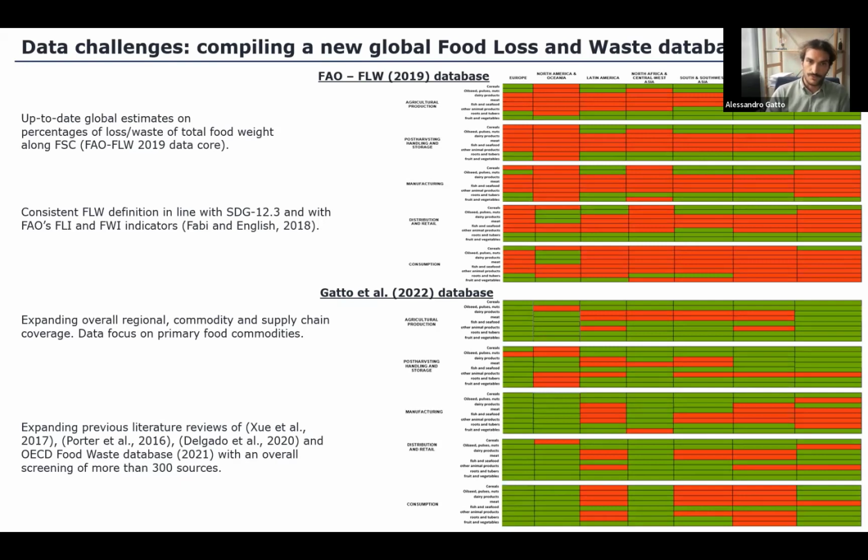We perform a literature review over the data gaps of the FAO database, expanding, as you see in the figure, overall commodity, regional, and supply chain coverage, focusing mainly on data on primary food commodities. So what we do is expand on and merge different literature reviews previously available. But at the same time, as you see here, there are still some data gaps. So in order to finalize our database, we adopt a gap-filling procedure for data, especially for the latest stages of the supply chain, such as household level for low-income regions.